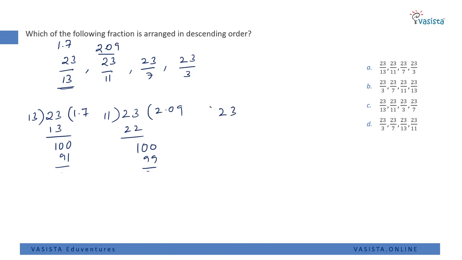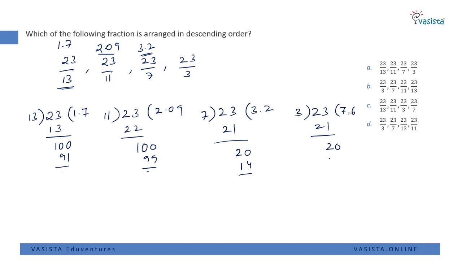Now third, I'll take 23 by 7, 7 threes are 21. So obviously, remainder 2, put a decimal point, take a 0, 7 twos are 14. So this will become 3.2. Next is 23 by 3, 3 sevens are 21, remainder 2, decimal point, 0, 6 threes are 18. So this will become 7.6.